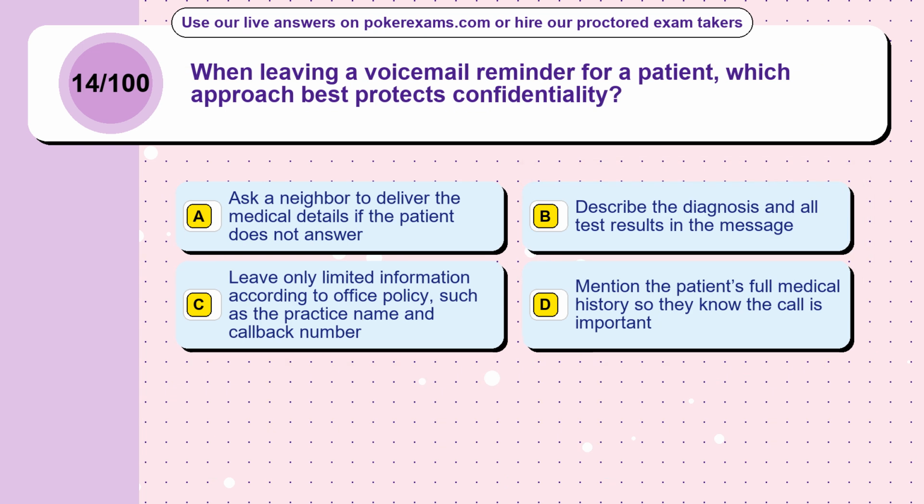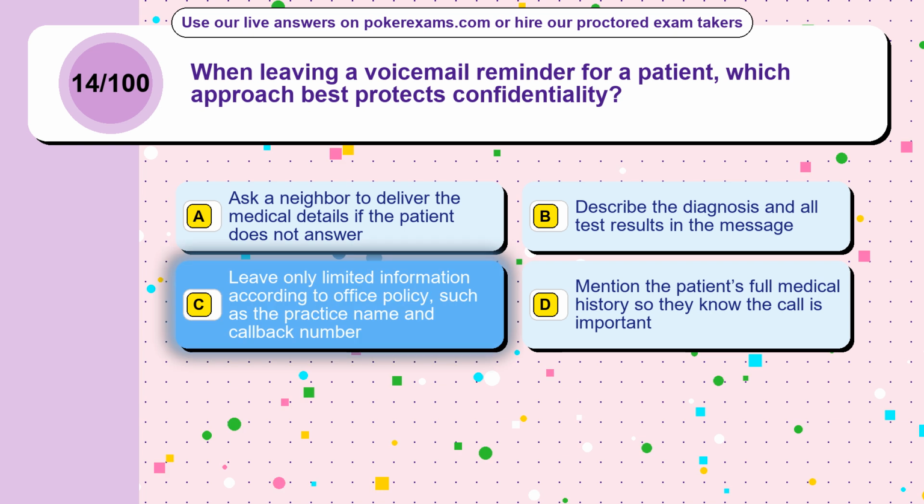Question 14. When leaving a voicemail reminder for a patient, which approach best protects confidentiality? Option A, ask a neighbor to deliver the medical details if the patient does not answer. Option B, describe the diagnosis and all test results in the message. Option C, leave only limited information according to office policy, such as the practice name and callback number. Option D, mention the patient's full medical history so they know the call is important.